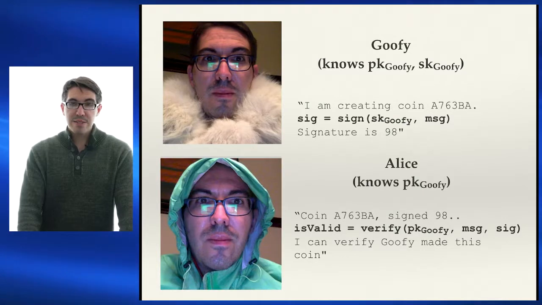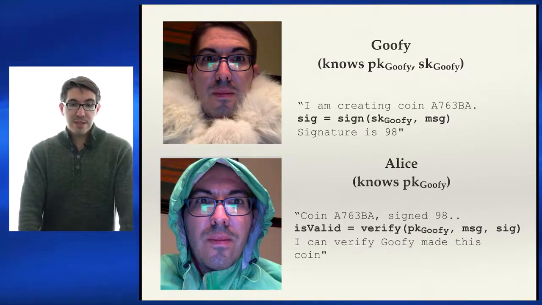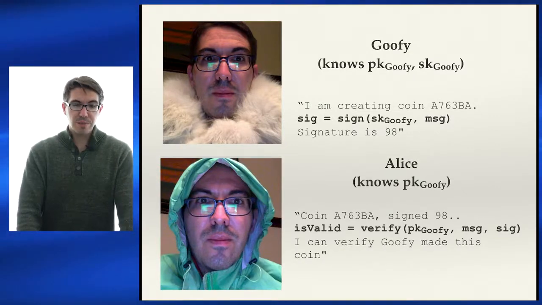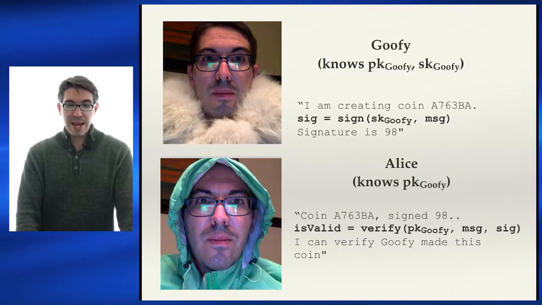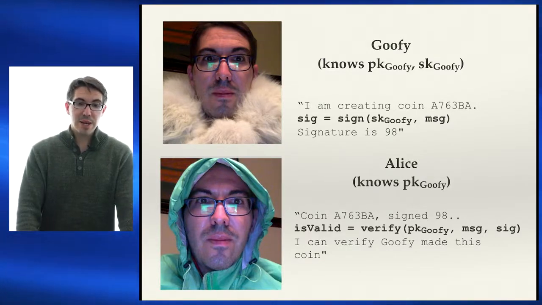So here, Goofy, and remember that Goofy knows both his public key and secret key, says, I'm creating coin A763BA. The signature for that coin is 98. And recall, only Goofy knows how to generate that signature. Alice, knowing only the public key of Goofy, can run the verify function. So she can tell coin A763BA, signature 98, was in fact signed by Goofy. Thus, Goofy has made the coin and it is valid.